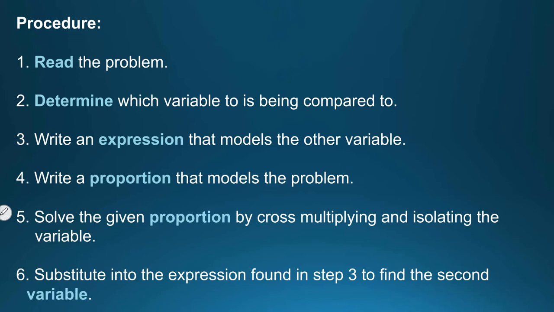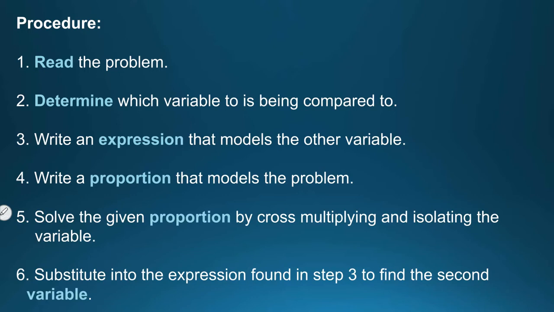Third, write an expression that models that other variable. Fourth, write a proportion that models the problem. Fifth, solve that given proportion by cross multiplying and isolating the variable. And sixth, substitute into the expression found in step 3 to find the second variable, or the second thing that needs to be solved for.